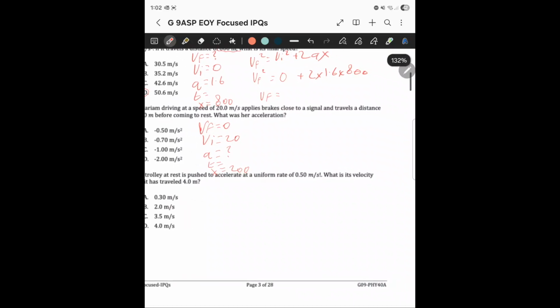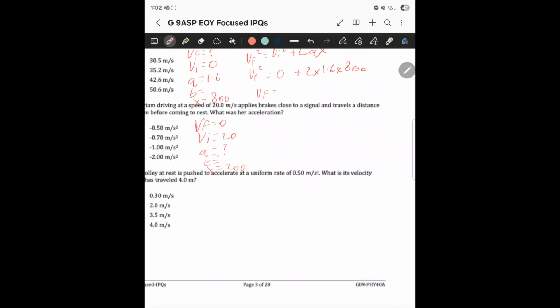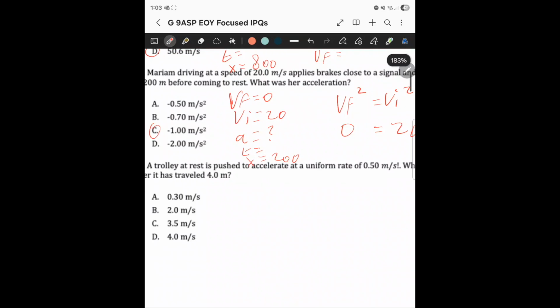X, Vi, Vf. Okay, so which rule? Vi, Vf, A, and X. Well, that's the same formula that we just did here. So that means 0 equals Vi, 20 squared, plus 2 times A times 200. Let's try that with a shift solve. 0 alpha equals 20 squared plus 2 times alpha x, that is the A that I'm looking for, times 200, shift solve 0, and I will get -1. So that will be -1. The answer I need is here.